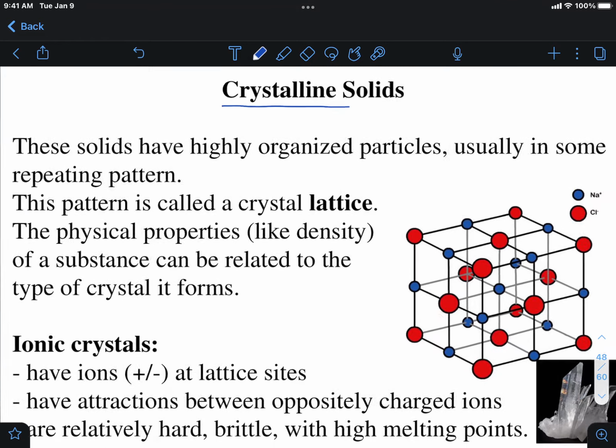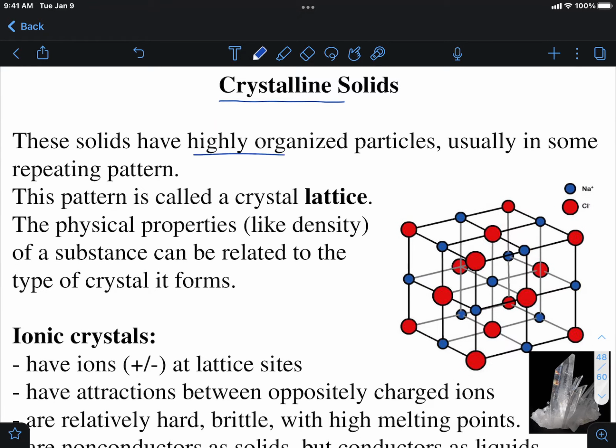So, crystalline solids are highly organized particles, right? And in any repeating, you can tell, like in an ionic solid, which we saw before, there is a pattern here. It's very clear and it's repeating. The term we use for this is called a lattice. That's a term that kind of pops up here and there.